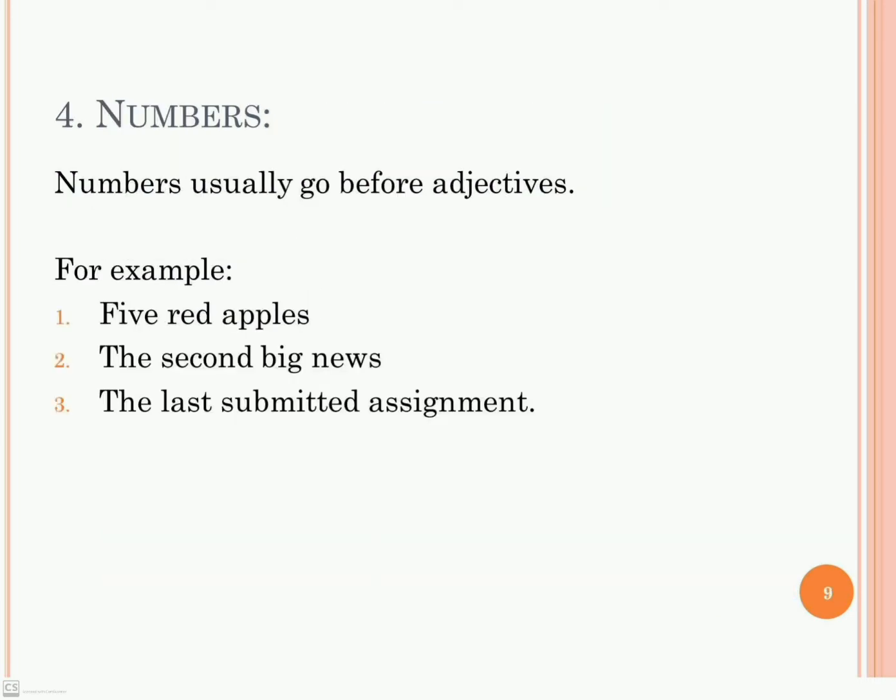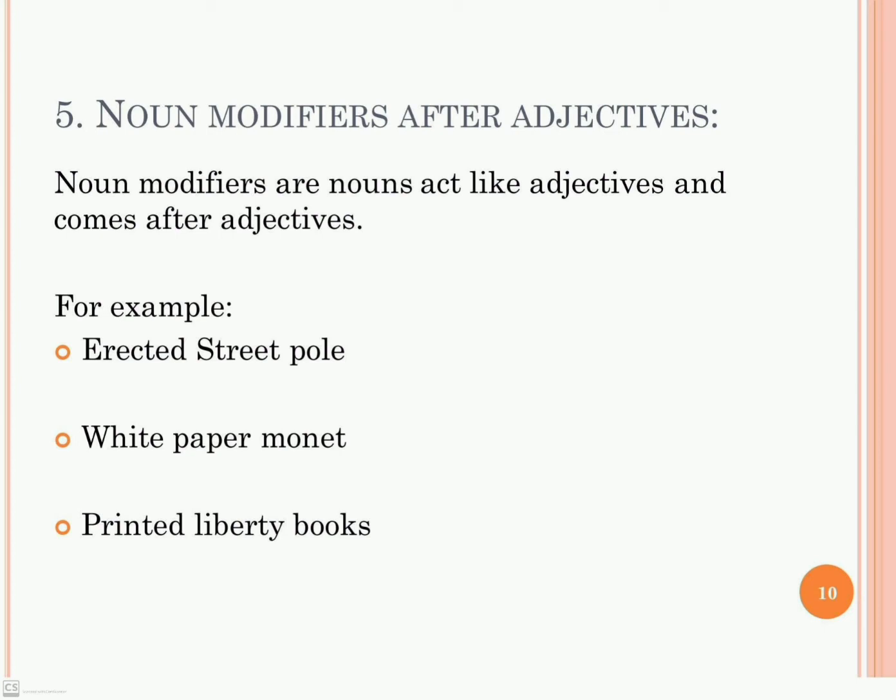Numbers usually go before adjectives. For example, 5 red apples, or second big news. Big is the adjective and the number is coming right before the adjective. The last submitted assignment. These all are numbers coming before adjectives. Noun modifiers after adjectives. What is a noun modifier? A noun modifier is a noun itself acting like an adjective. For example, erected street pole. Street itself is a noun, but here in this sentence it is acting like an adjective, hence called a noun modifier. Same goes with white paper money and printed library books.